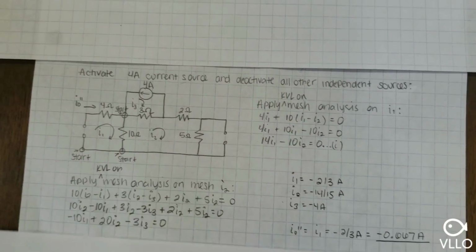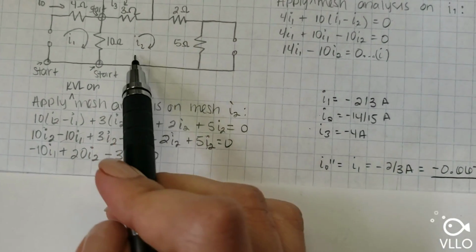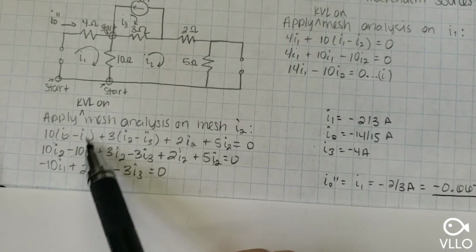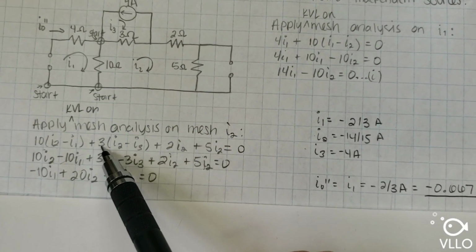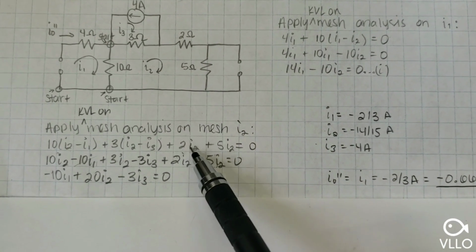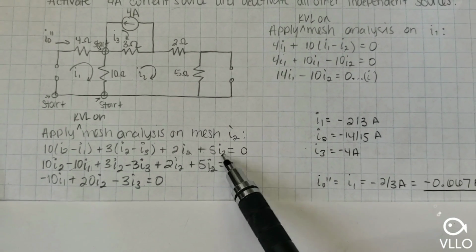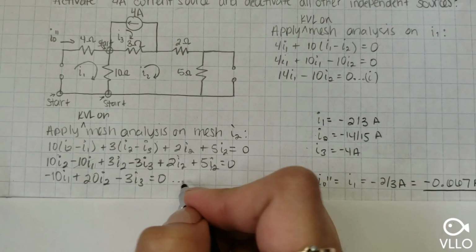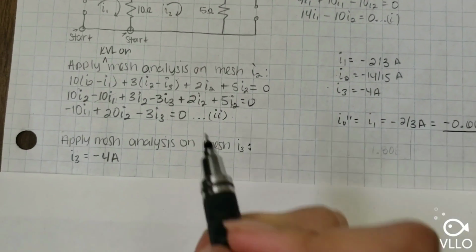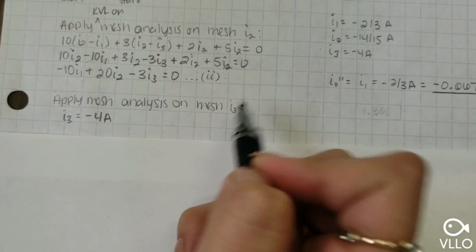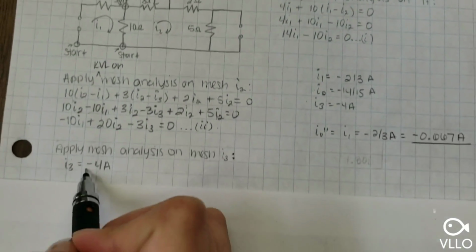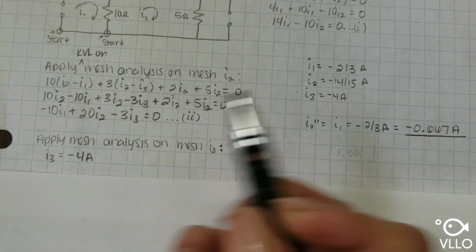From then on we apply KVL on mesh 2, which would be 10 parentheses I2 minus I1 plus 3 parentheses I2 minus I3 plus 2 I2 plus 5 I2, which equals 0, which would give us equation 2. Then we apply mesh analysis on mesh 3. Because there is only one current, our I3 would be equivalent to negative 4 amps.